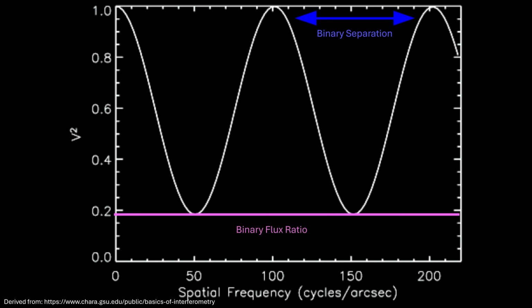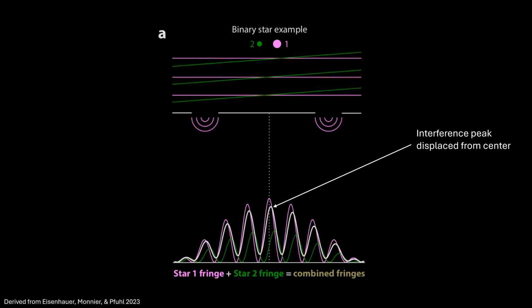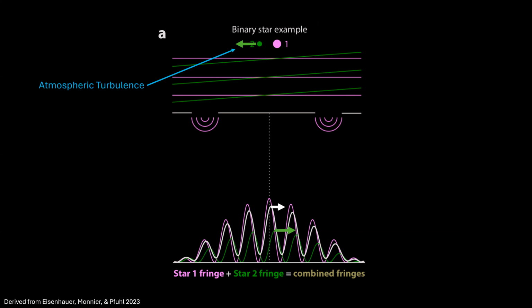The last signature is that of closure phases. So you'll notice here that this interference peak has been displaced from the original center for the primary star. White is just a little bit to the right of pink. If we were to move the secondary over to the left, this interference fringe moves off to the right. This can happen because of atmospheric turbulence. If you have a slight displacement in your wavefront as it approaches one of your telescopes, you will end up with your fringes and your baselines moving over.